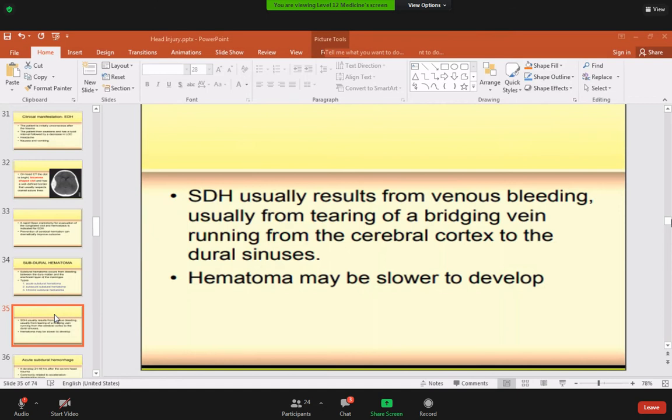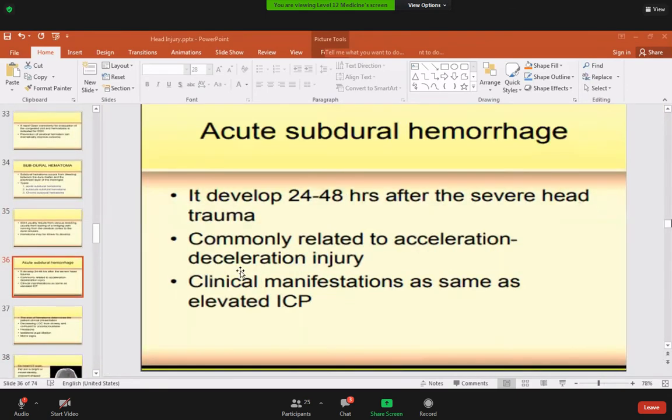And the hematoma may be slower to develop. Sometimes it is acute, but it can be slower to develop. So that's why there are varied presentations. Sometimes there are acute, sometimes subacute, or sometimes chronic presentations. Now I'll discuss the acute subdural hematoma.